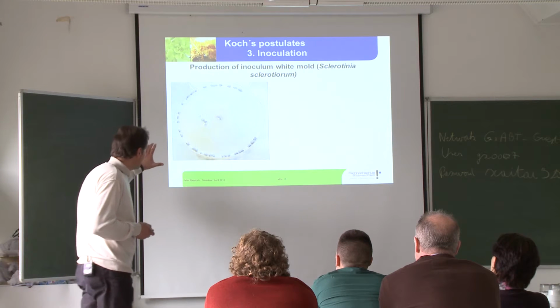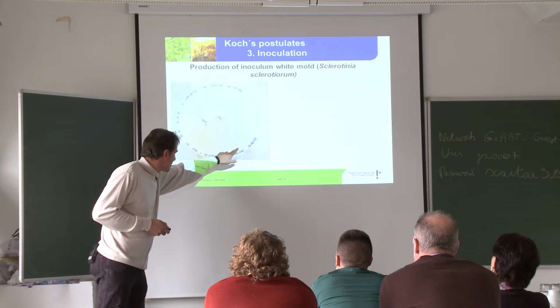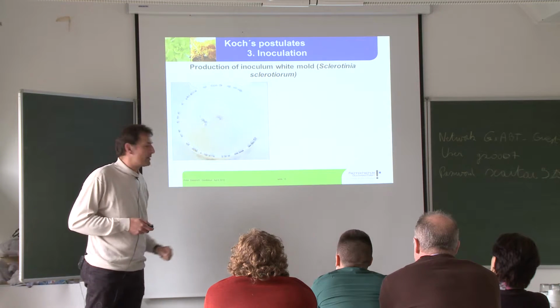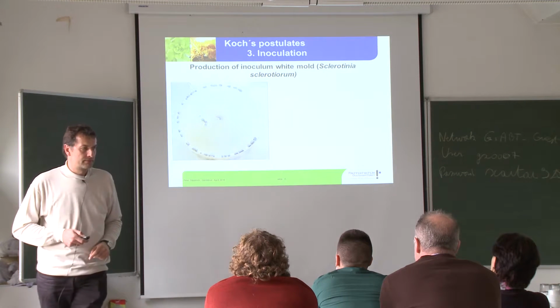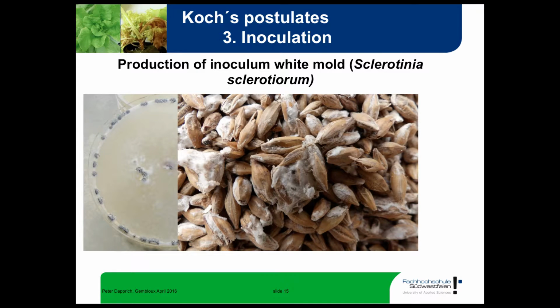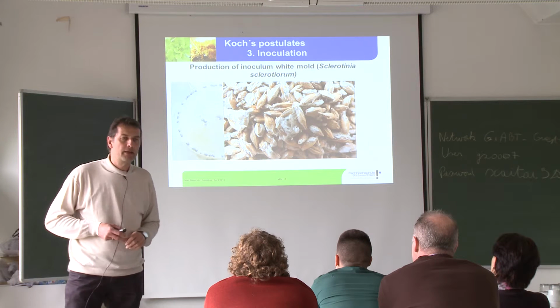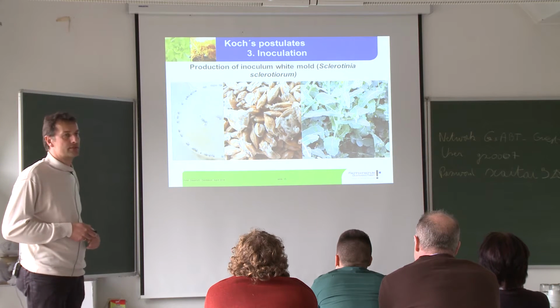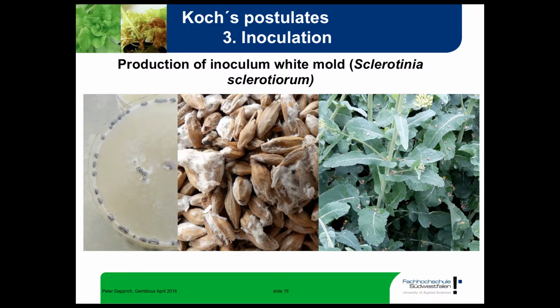It is quite easy to identify by the sclerotia that it forms already after 5 to 6 days on a nutrient medium. But this is hard to bring onto a plant. It usually doesn't work. So we have to go a step in between. We cultivate this pathogen on, in this case, barley. And then we bring the barley onto the plant, winter oilseed rape in this case.